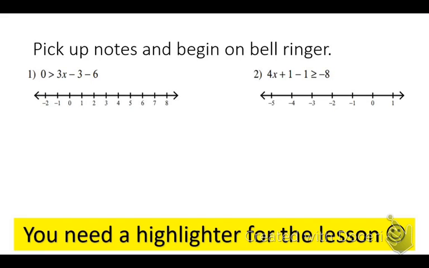So, here we go. We have 0. What does this symbol mean? Greater than. 3x minus 3 minus 6. I haven't done anything. I'm just writing down the problem.